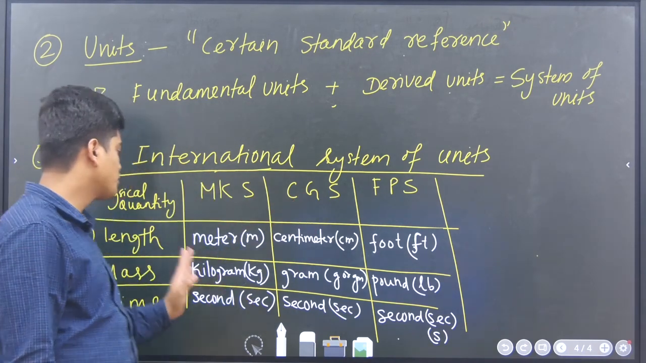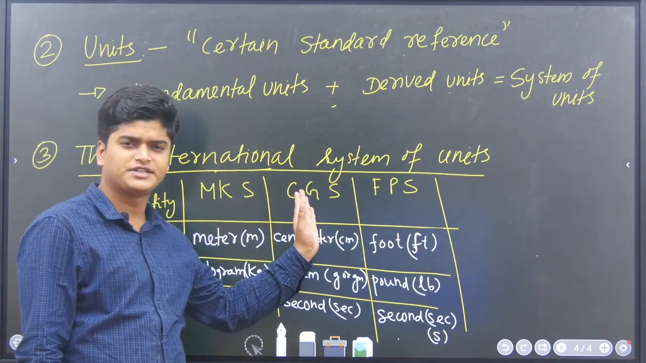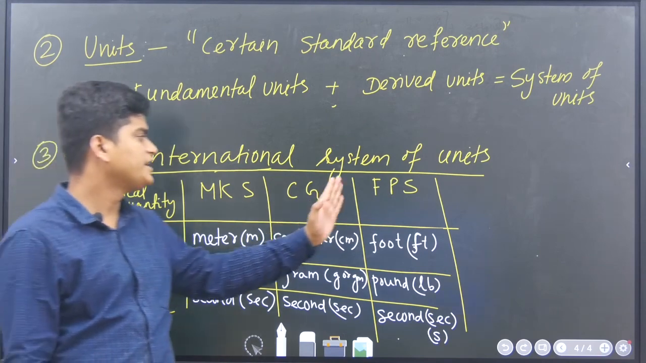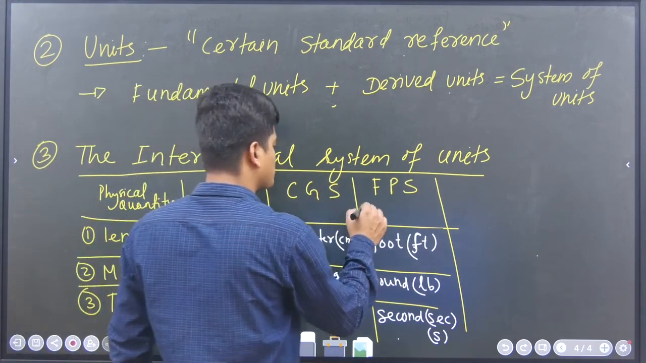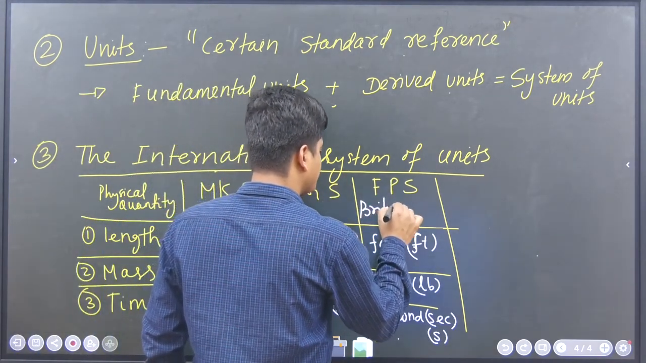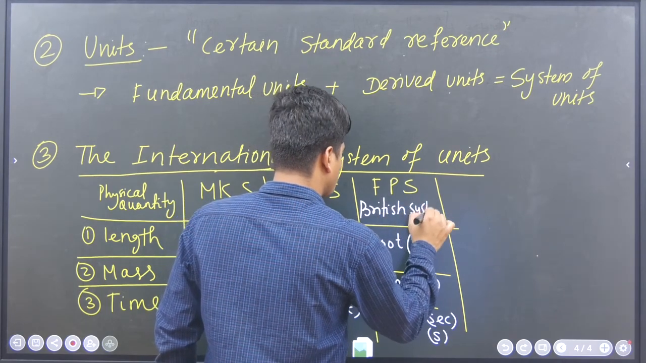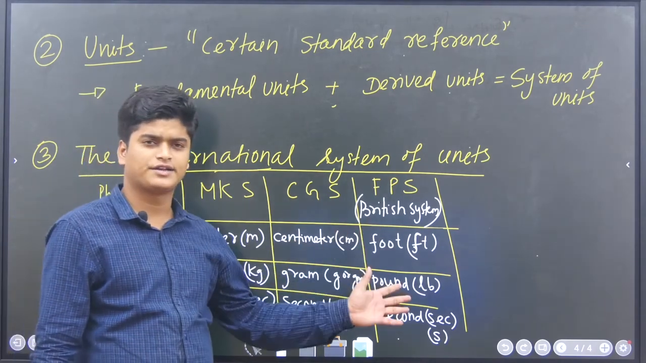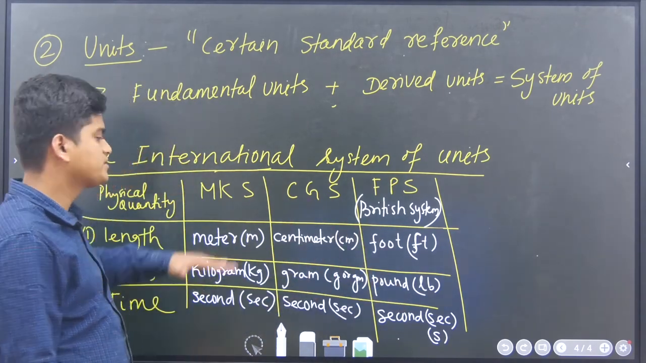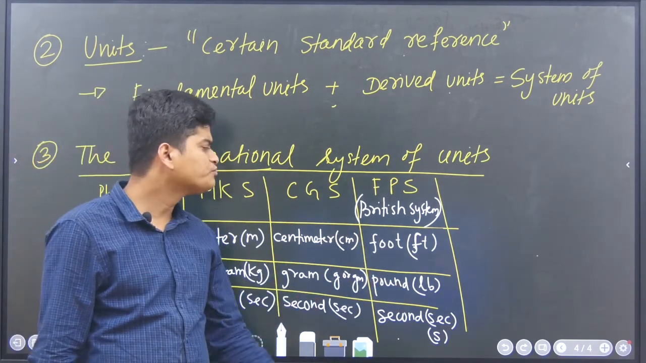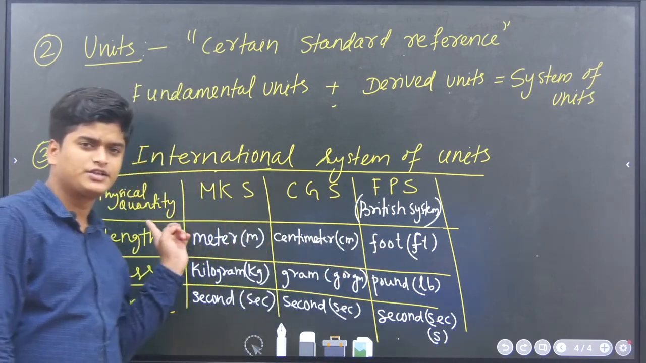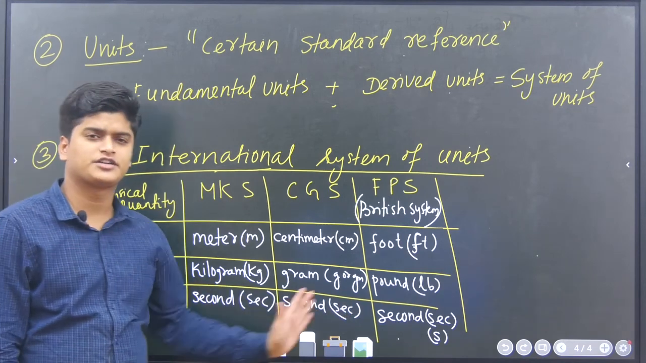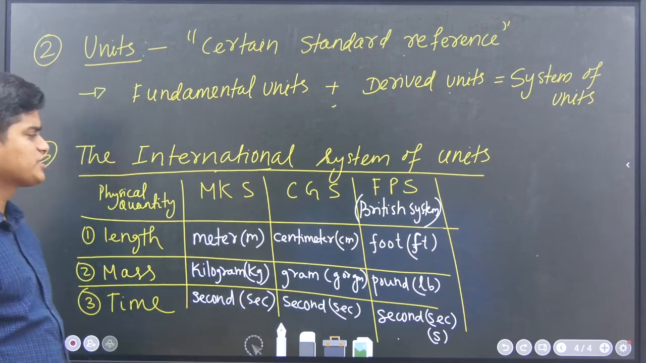And in the CGS system, the same length, mass, time are represented by centimeter, gram, second, and the same length, mass, time in the FPS system. This FPS system is also sometimes called the British system. So if you say pound, foot and second, they can understand you are talking about mass, length and time respectively. Foot is the length unit, pound is the mass unit, and second is the time unit. So this is the international system of units.